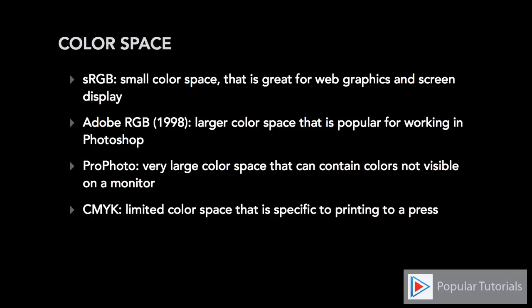CMYK is the last color space. If you're going to an offset printer, you need to know that these devices have a limited color space. Printing presses use cyan, magenta, yellow, and black ink to produce continuous tone-looking images. The color gamut will vary based on both ink as well as paper.